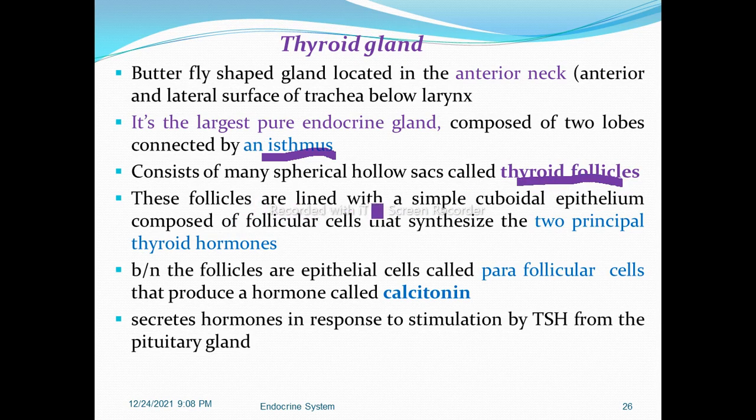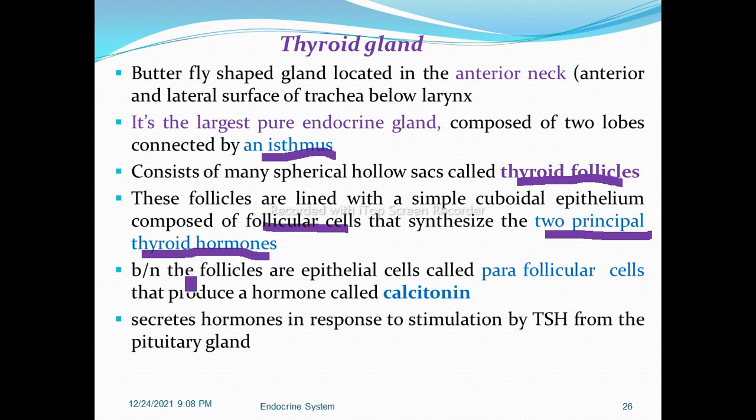These follicles are lined with simple cuboidal epithelium composed of follicular cells that synthesize two principal thyroid hormones. So thyroid follicles contain follicular cells. Follicular cells synthesize two principal thyroid hormones.